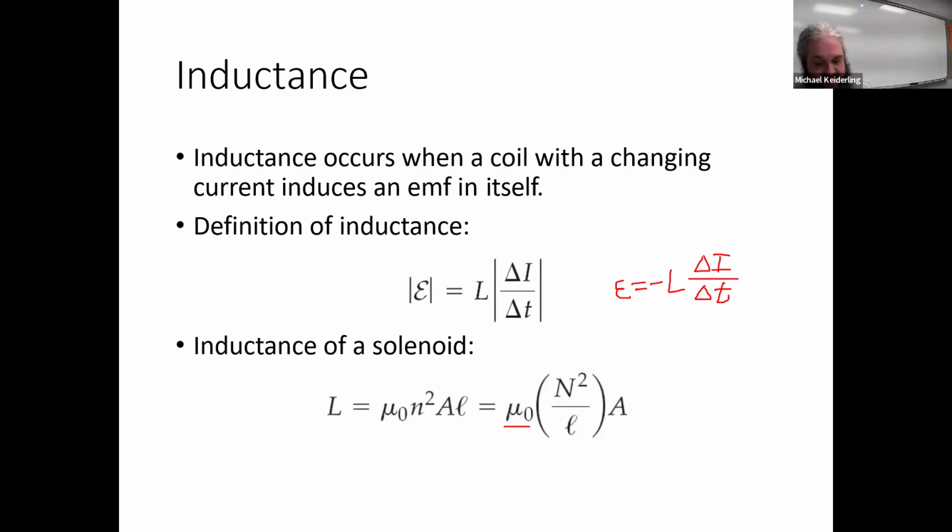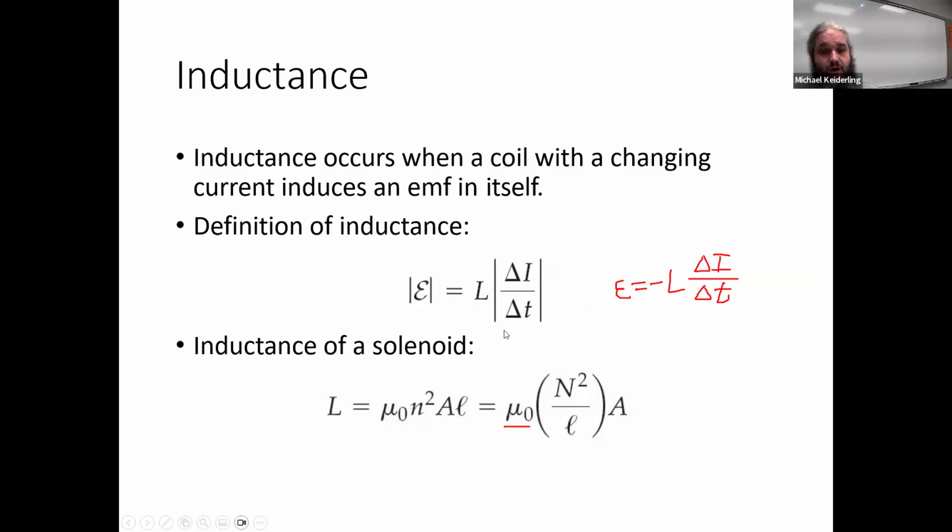There's also a situation called inductance. This is specifically self-inductance. This is what happens when a coil with a change in current induces an EMF in itself. So a coil will resist a change in current by inducing an EMF to counter the change in magnetic field that occurs. So the definition of inductance is that the induced EMF is equal to the inductance times the change in current over the change in time.